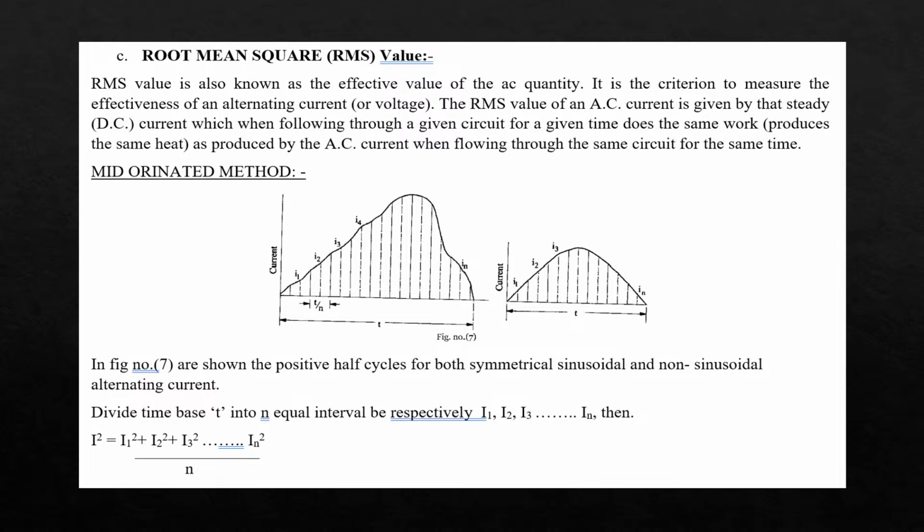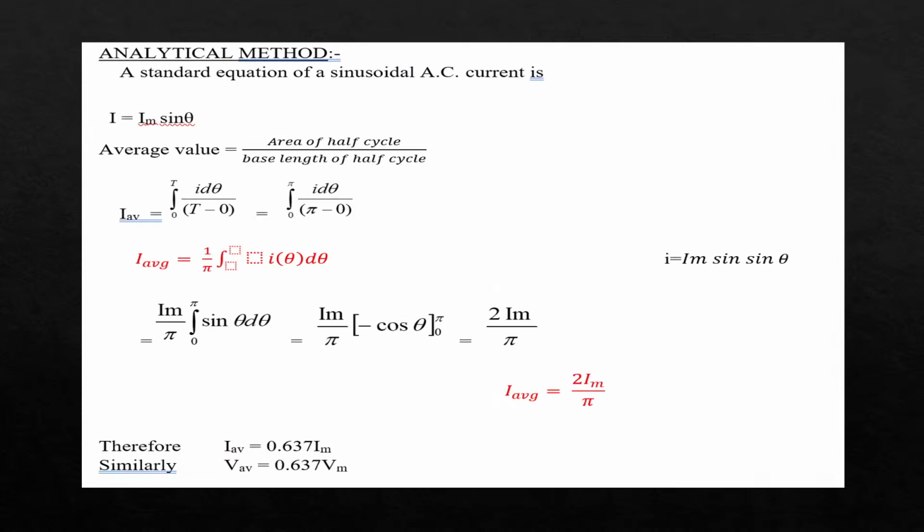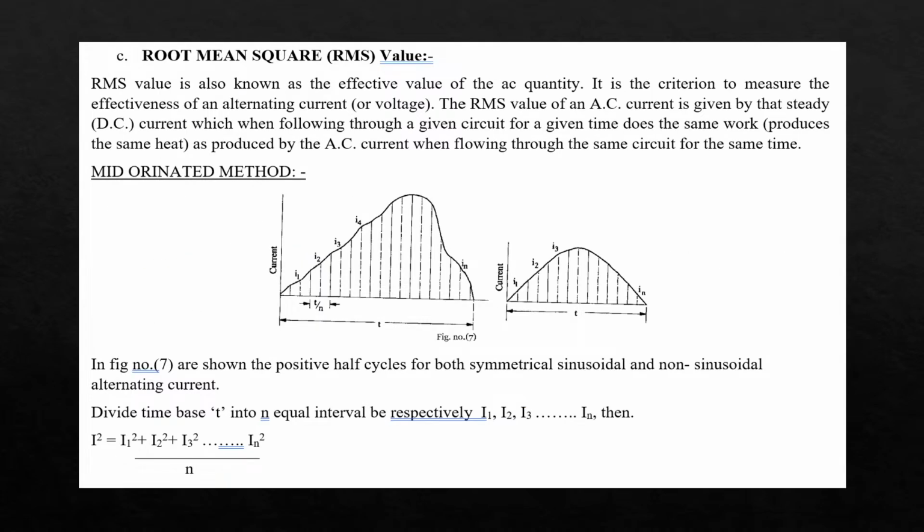Then the root mean square one. This is a little more difficult one. 0.637. Okay, so let's go through this one also.